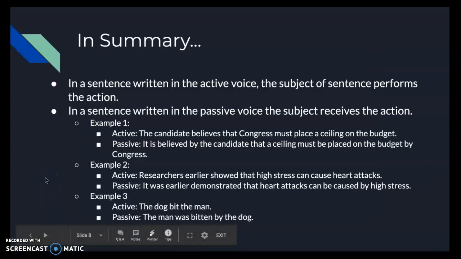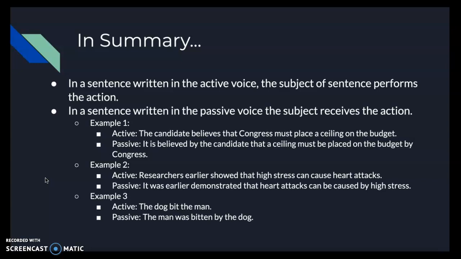Alright, let's go ahead and take a look at our summary. In a sentence written in the active voice, the subject of the sentence performs the action. And then in a sentence written in the passive voice, the subject receives the action. So we have 3 examples here. Example 1, active: the candidate believes that Congress must place a ceiling on the budget. For passive, it states, it is believed by the candidate that a ceiling must be placed on the budget by Congress. Example 2 states, researchers earlier showed that high stress can cause heart attacks. And then for passive, it states, it was earlier demonstrated that heart attacks can be caused by high stress.